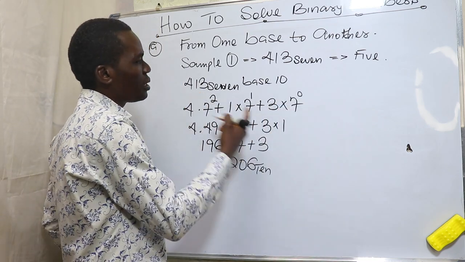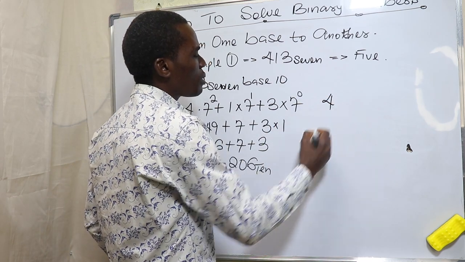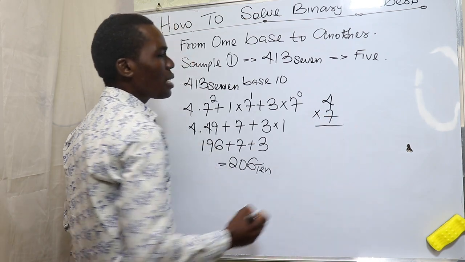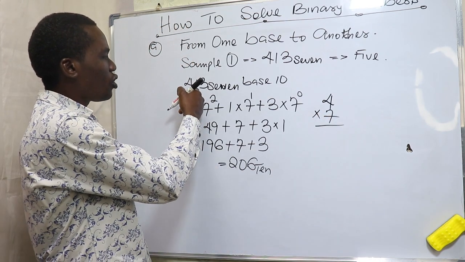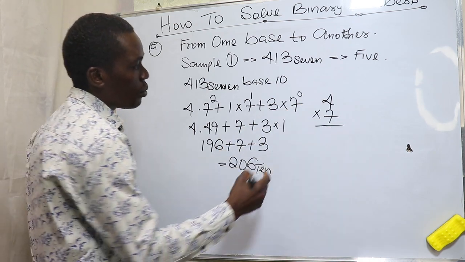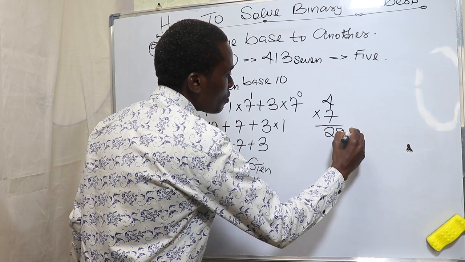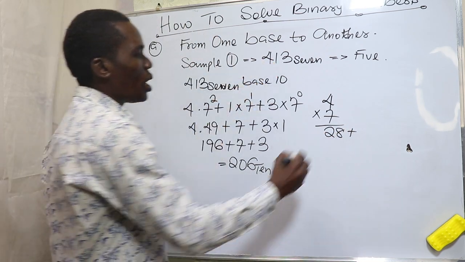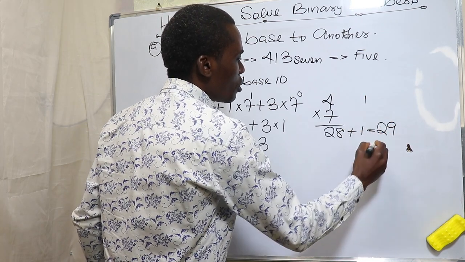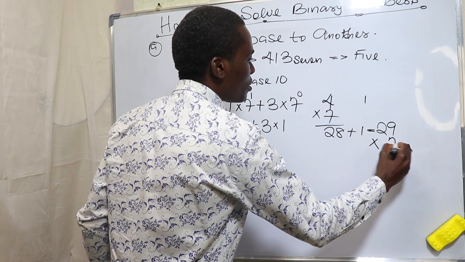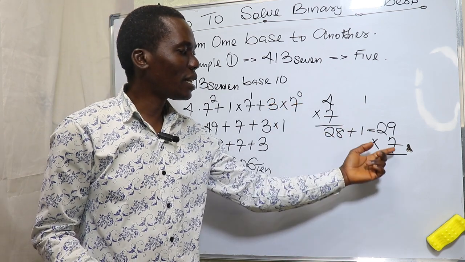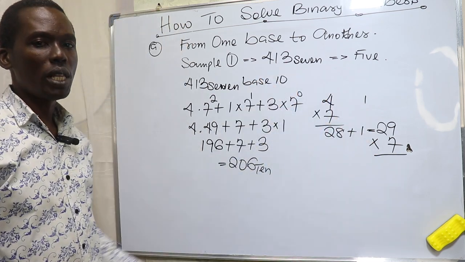If we have 413, the successive multiplication method says you first multiply that 4 by the base you are converting from, that is 7. And the answer it gives you, you add to the next number. So let us start. 4 times 7 will give us 28. So we add it to the next number, the next number is 1. If we add them, it will give us 29. That 29 we will still multiply by 7. You see why we call it successive multiplication? Because we keep multiplying the answers we get by the base they gave us.